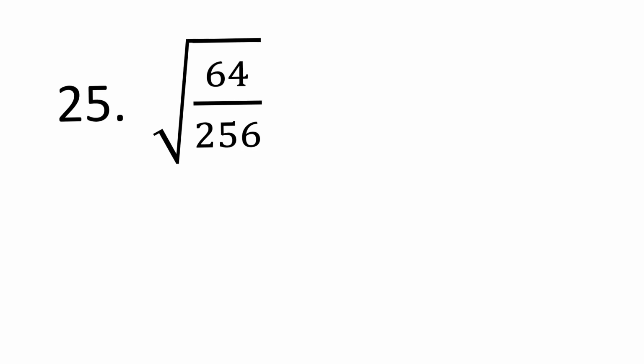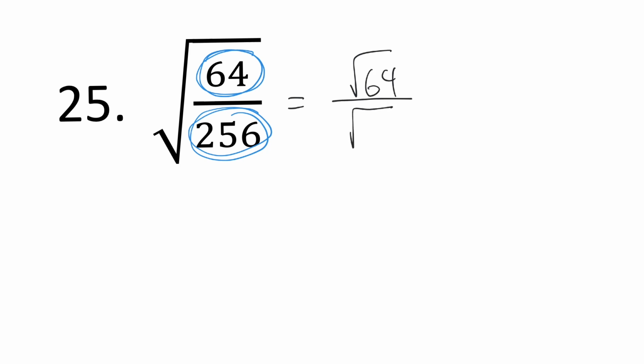25, the square root of 64 over 256. Well, first of all, you notice the numbers are perfect square numbers. The square root of 64 will be 8, and the bottom is also a perfect square number. So you can use the quotient property, the square root of 64 on the top, and the square root of 256 on the bottom. So the top is going to be 8, because 8 squared is 64, and the bottom is 16.